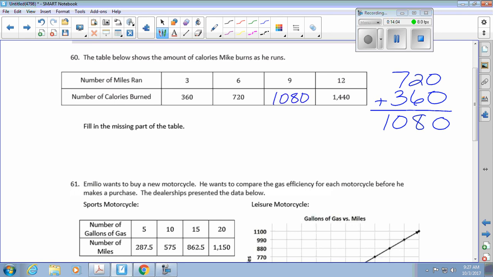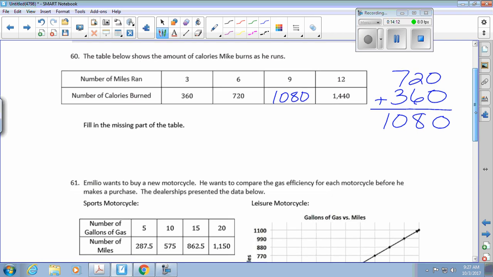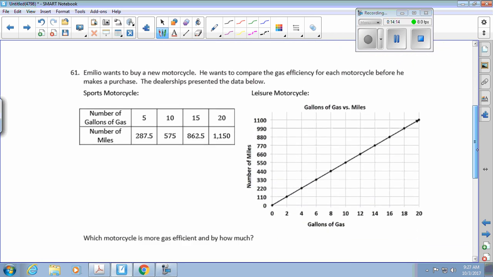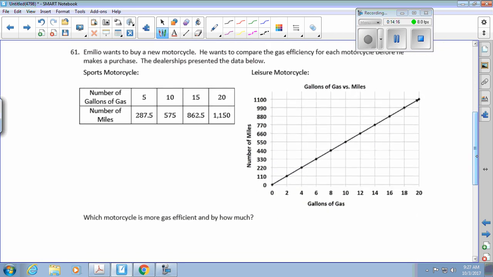1,080 calories. All right? That's all we had to do for that question. Yep, that was just a little reminder that you do know how to do ratio tables. All right, we are moving down here to Emilio.